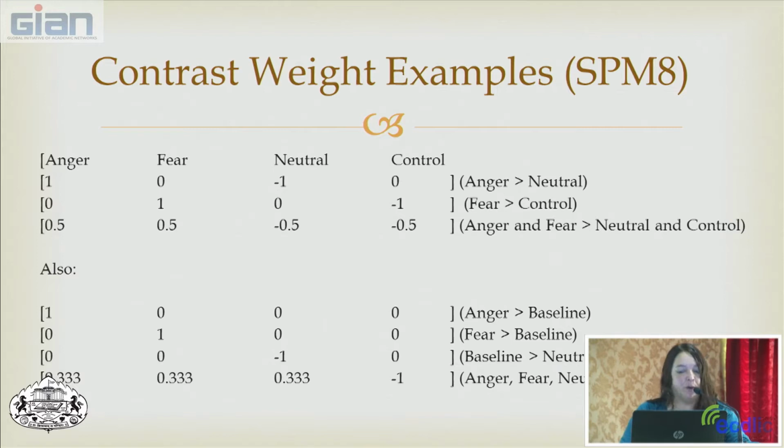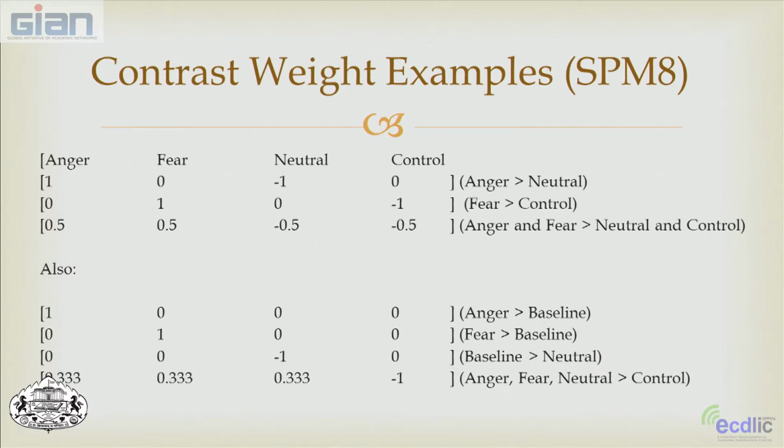So if we did anger greater than baseline, we would put 1 for anger and 0s for the rest. Fear greater than baseline, we would put a 1 and 0s for the rest. So again, baseline greater than neutral, so we could assume baseline's greater than neutral. We could put a -1 for neutral, so it's modeled as less than neutral. And then I just put an example of anger, fear, neutral greater than control. We would give 0.3, 0.3, 0.3, and -1 for control. So hopefully that all makes sense.